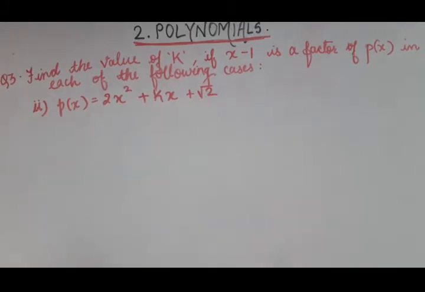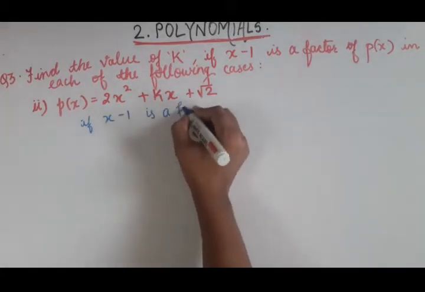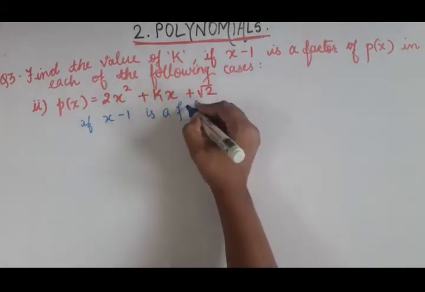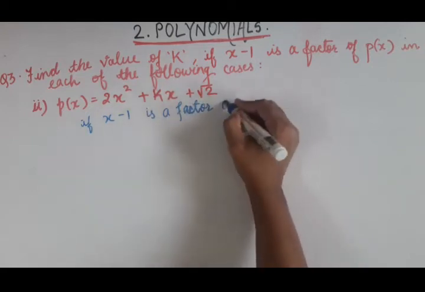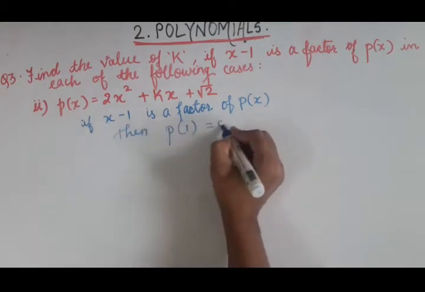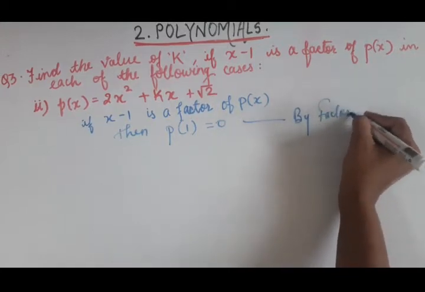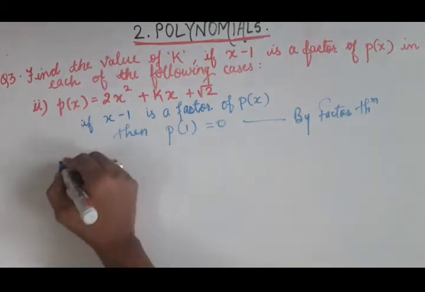And the second question is, p of x is equal to 2x square plus kx plus root 2. Here also x minus 1 is a factor of this polynomial and we need to find unknown value k. Same way we are going to solve the question. First, if x minus 1 is a factor of p of x, then p of 1 equal to 0. This is by factor theorem, right?